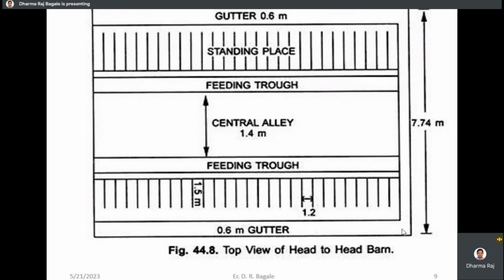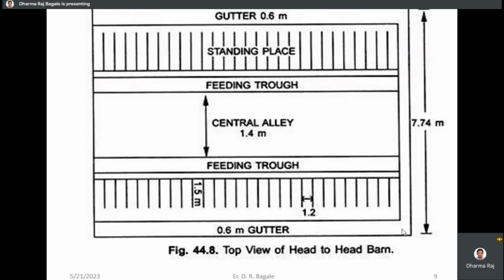head-to-head system. You can build this type of plan for tail-to-tail system also, and you can build the elevation for head-to-head system also. But I have put a sectional view or elevation view for tail-to-tail, and top view or plan view for head-to-head system. But you can draw both for both systems to show all the features.